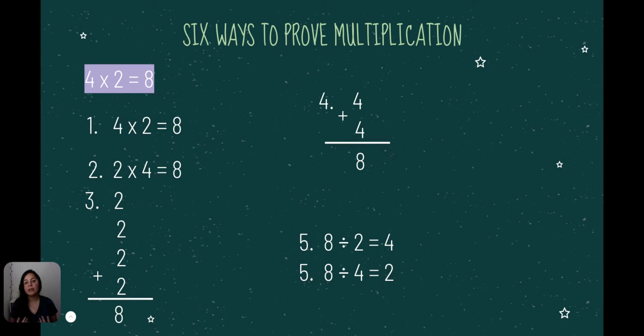And then for number 3, we'll be bringing in that addition. So we have 2 plus 2 plus 2 plus 2 equals 8. And then for part 4, we have 4 plus 4 equals 8. And then for part 5, we have 8 divided by 2 equals 4. And then for part 6, we have 8 divided by 4 equals 2. So again, 5 and 6, all we did was flip those equations. So they're twins, just like 1 and 2.